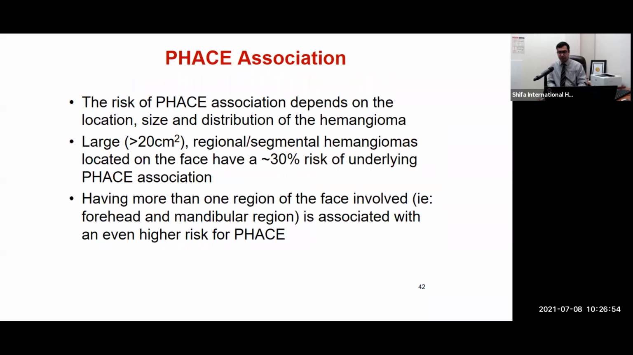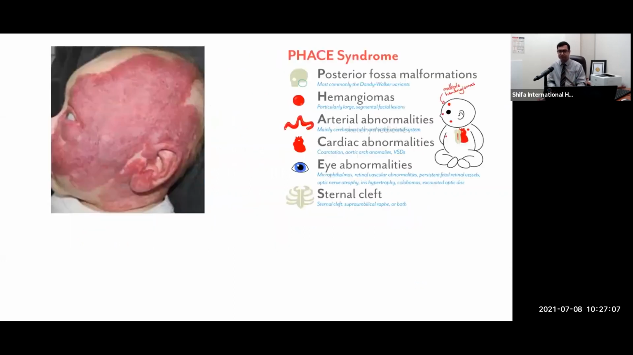So here you go, having more than one region of the face involved. It depends on the size, location, and distribution of the hemangioma. And it's not that everyone will have these associations. Roughly one third have. And that's another thing for PHACE syndrome: a segmental large hemangioma on the head and neck has multiple other anomalies.